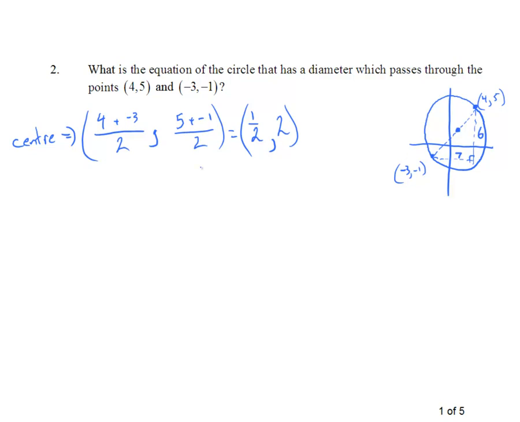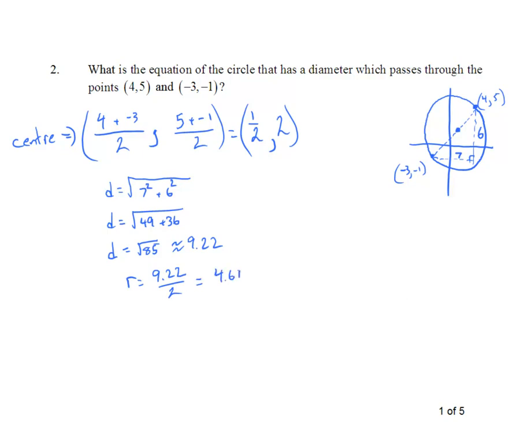And so to find the length of the hypotenuse, and that should be a clue for you, the diameter is going to equal the square root of 7 squared plus 6 squared, or the square root of 49 plus 36. And if we go ahead and do that, we get the square root of 85, which is approximately 9.22, and that's the diameter, remember? So the radius is half of that. So 9.22 over 2, which is 4.61.